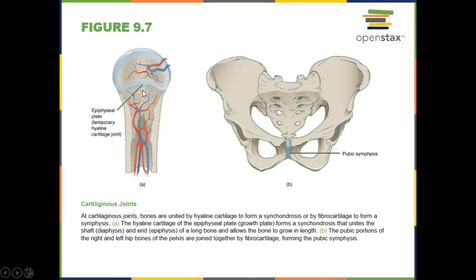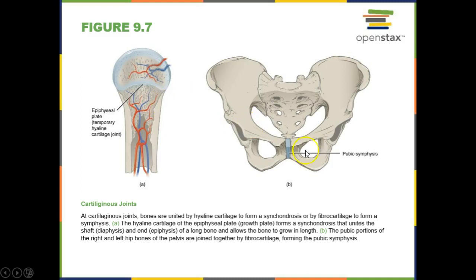Another example is the costal cartilage that holds the ribs to the sternum. That's a synchondrosis. It's composed of hyaline cartilage, and it is a synarthrosis. So it has no movability at all. Synarthroses, immovable. Hyaline cartilage synchondroses are immovable.